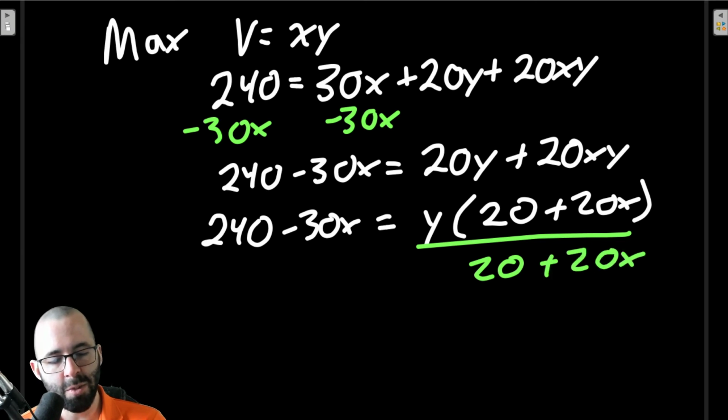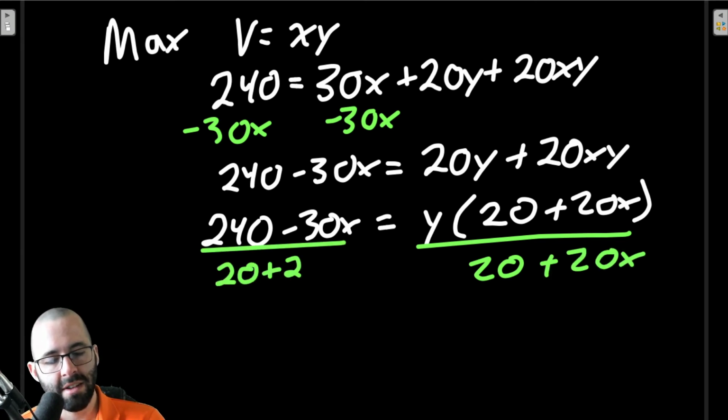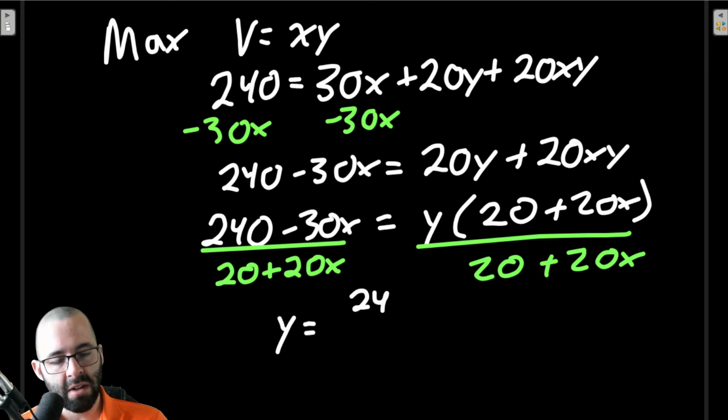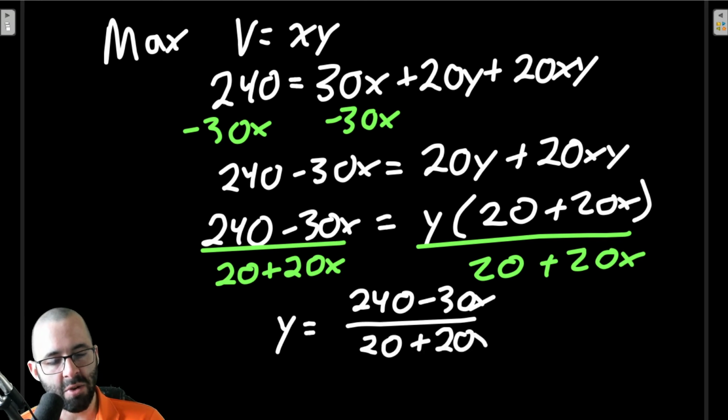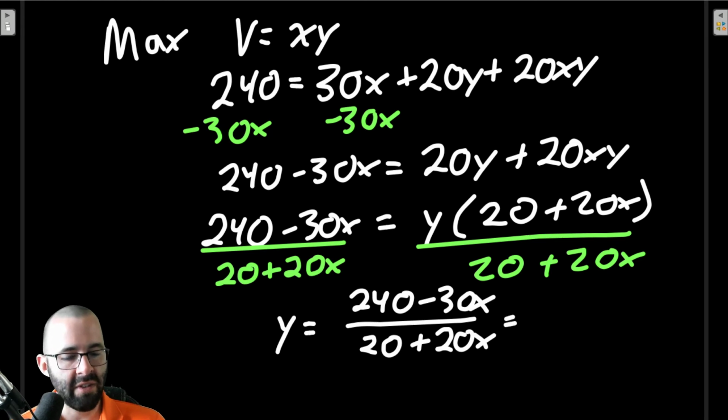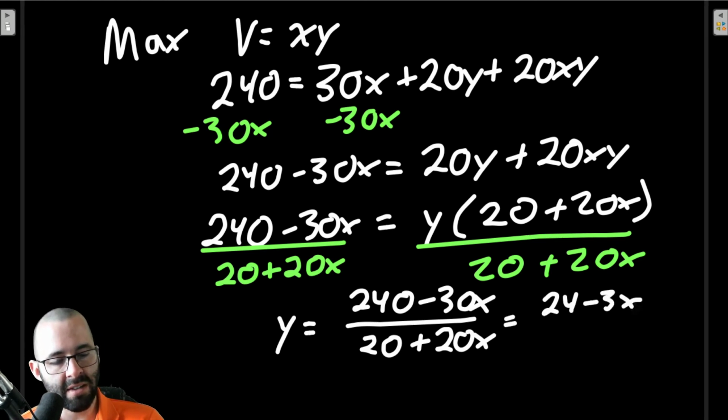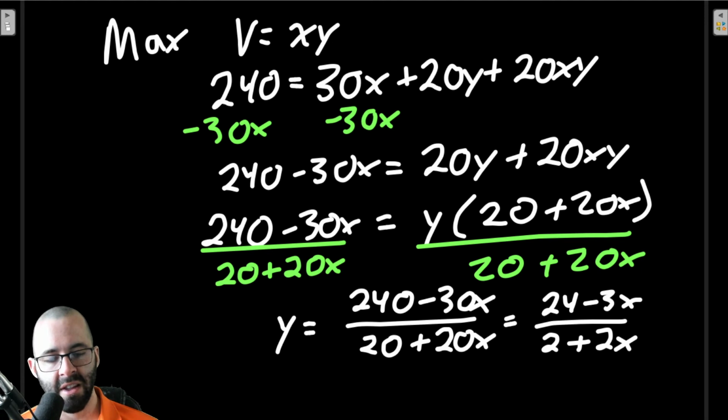Well, not super exciting. This is only the start. So if we do that, we're going to get y is equal to 240 minus 30x over 20 plus 20x. And remember, you can't cancel here unless you factor first. Everything is divisible by 10, for example. If you wanted to, you could divide everything by 10 and get 24 minus 3x over 2 plus 2x. And then you're not going to be able to cancel anything else other than that.